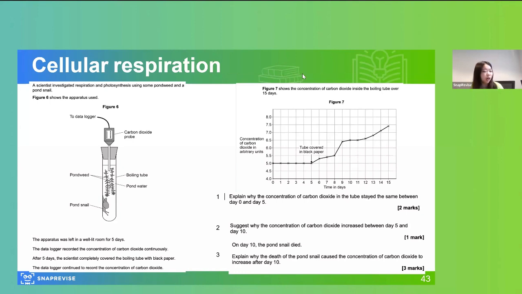So here is an exam question. I'll give you guys maybe a minute, or like 2 minutes, to look at this question, try and answer it, and then I'll go through it.